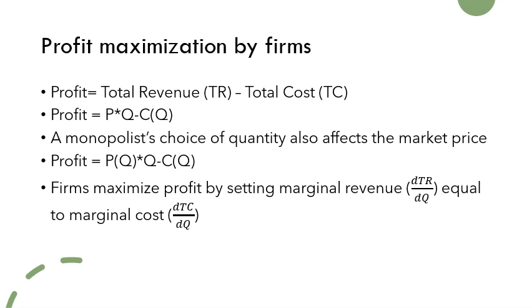In the above, where price is not a function of quantity, if we took the derivative with respect to quantity, then we would just be left with price. In the second, if we take the derivative with respect to quantity, we will have the derivative of price as a function of changes in quantity. So prices are changing with the quantity produced by the monopolist. Firms maximize profit by setting marginal revenue, or DTR over DQ, equal to marginal cost, DTC over DQ.